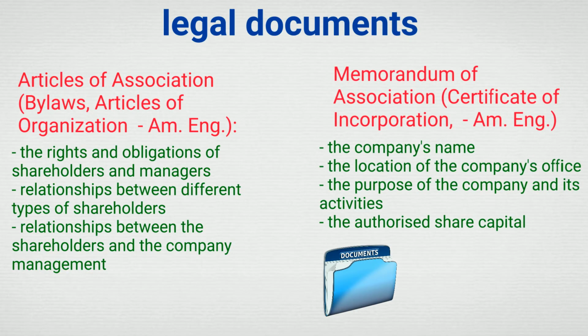Another one is called the Memorandum of Association, or in the USA, the Certificate of Incorporation, which gives the company's name, the location of the company's office, the purpose of the company and its activities, and also defines the amount of the authorized share capital.